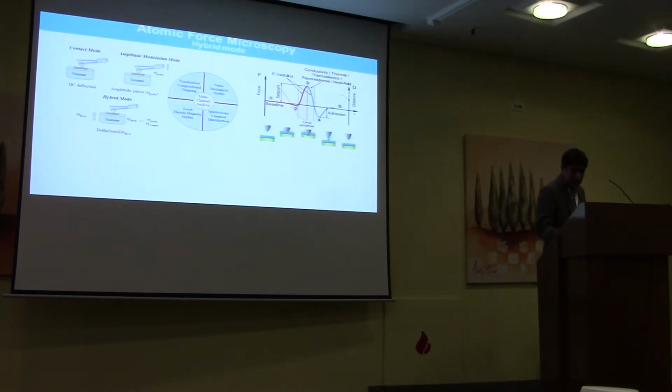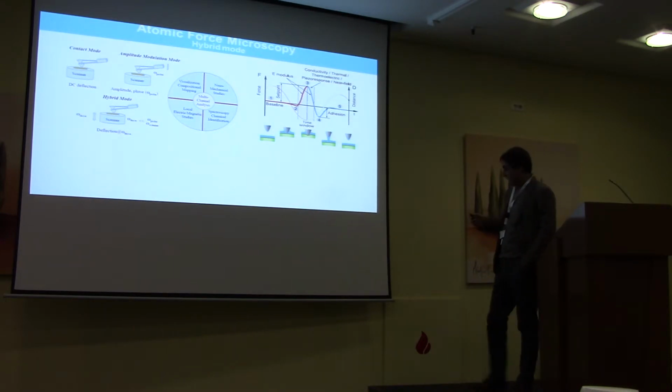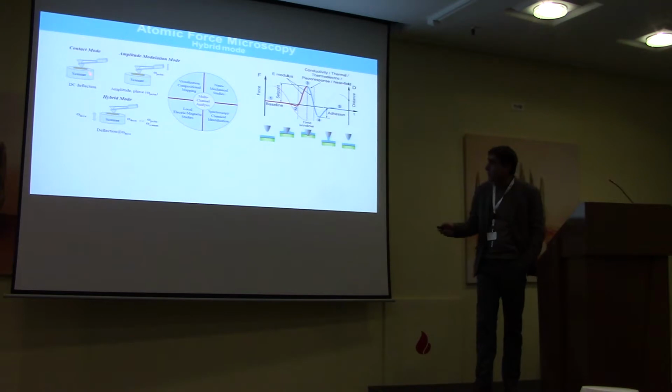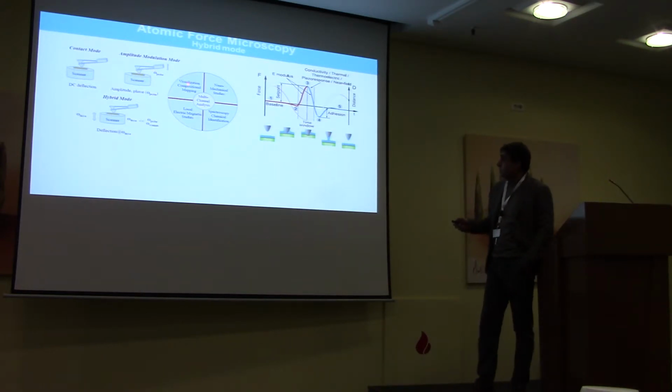Some examples: apart from local conductance maps, spreading resistance analysis, piezoelectric measurements and magnetic measurements, one additional advantage of this AFM is that, apart from contact mode and amplitude modulation mode, where the cantilever is usually modulated at its resonance frequency, it has a hybrid mode where the cantilever is modulated much lower than the resonance frequency of the cantilever.